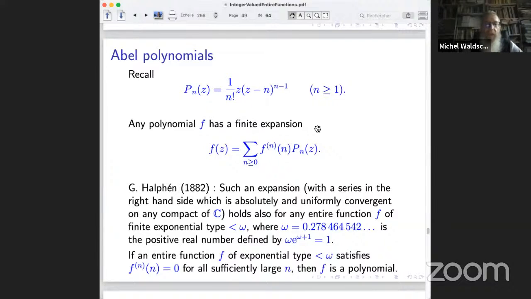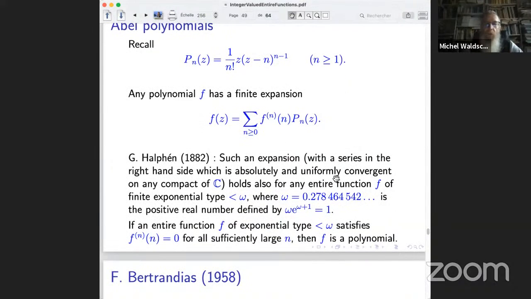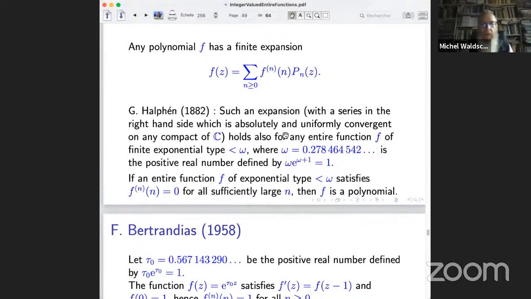And so because of that, any polynomial has a finite expansion like this, and such an expansion is valid also for all entire functions f of finite exponential type less than this number omega, which is the root of omega exponential omega plus 1 equal 1. And so there is a uniqueness of such an expansion. And so if an entire function of exponential type less than this omega vanishes at all the integers for the derivative of order n, it is a polynomial.